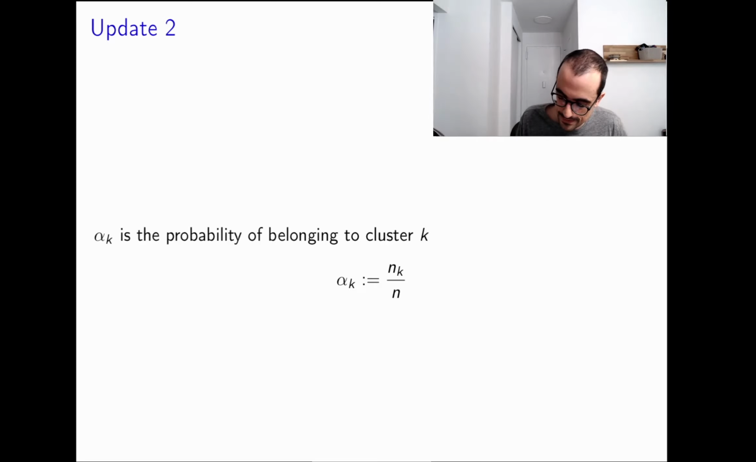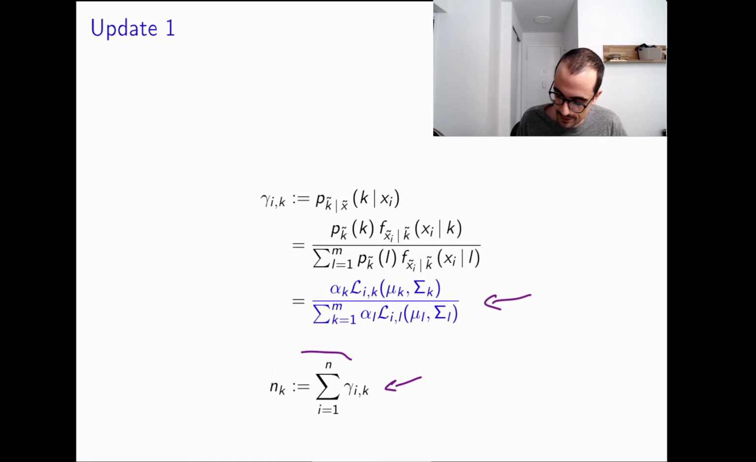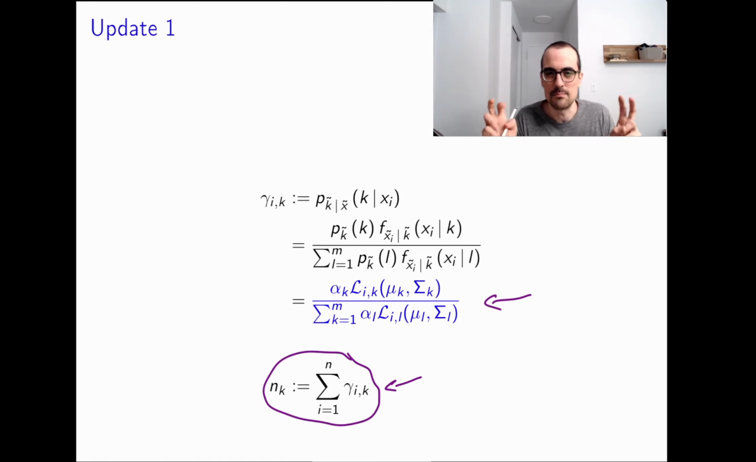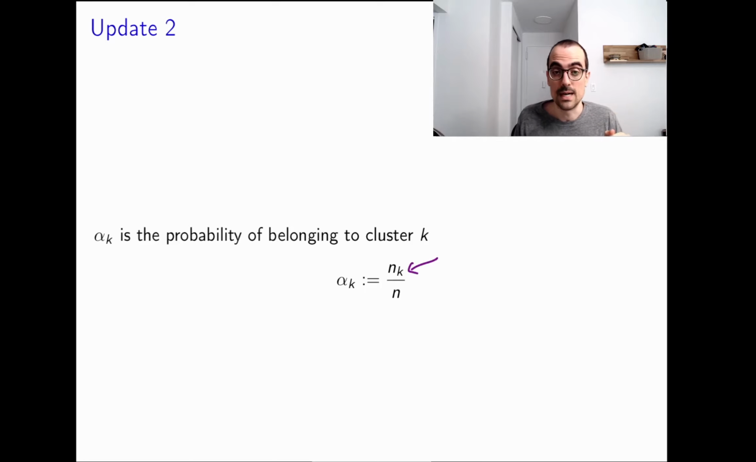We have the effective number of points, which we obtain by just adding all the membership probabilities. That's kind of like a proxy for the number of points that end up in class k. So we can actually compute that divided by n. This is going to give us a very reasonable estimate of the probability that you belong to cluster k, as long as the membership probabilities are well estimated.